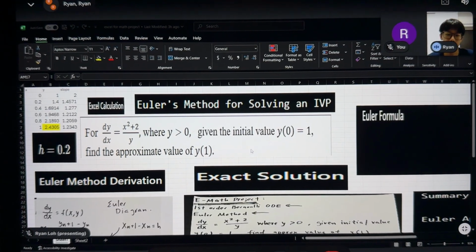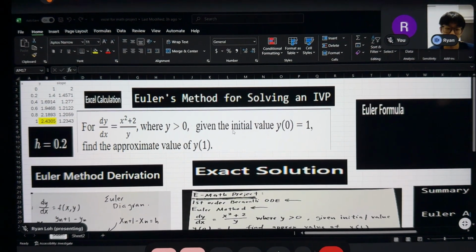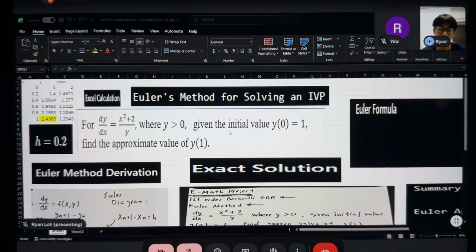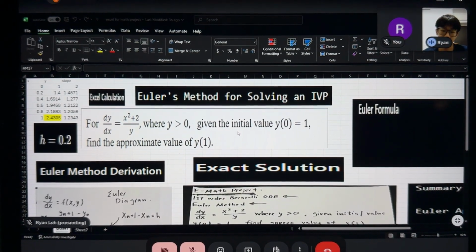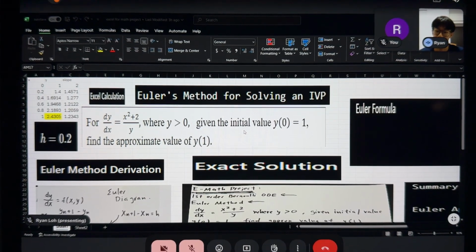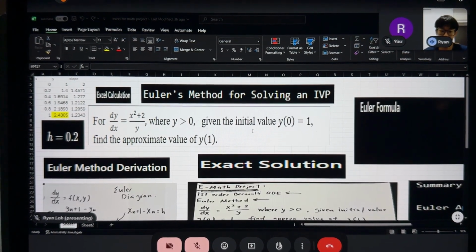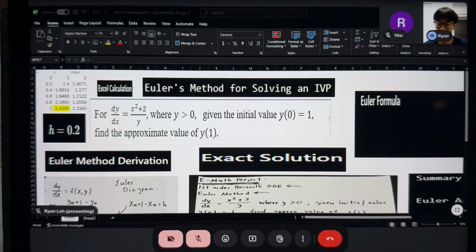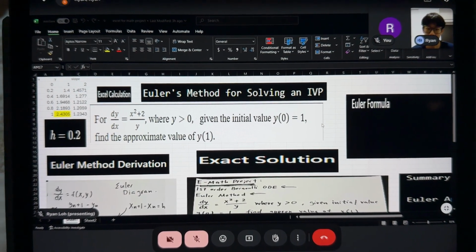In Excel, I created 3 columns. The first column contains x values starting from 0. Each new x value is obtained by adding 0.2. The second column contains y values. These are calculated using the Euler formula y_{n+1} equals y_n plus h f(x_n, y_n). The third column contains the slope values calculated using the given differential equation x squared plus 2 over y.